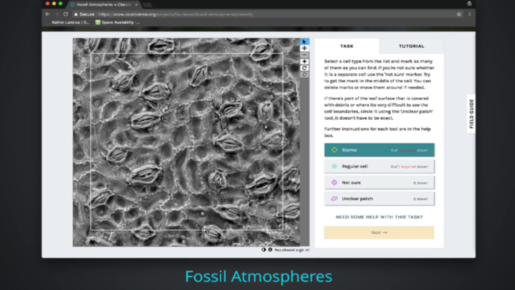Or you can get into paleoecology, which are the folks who work with ice core samples and tree rings to understand how climate used to be hundreds of thousands of years ago. This is a project called Fossil Atmospheres. So you're looking at fossilized plants and looking at the number of stoma or stomata. Someone correct me, I never remember what the plural is for that. This is a way to understand how the climate at that time is reflected, and that can help these long-term climate studies and seeing how things have changed over time.